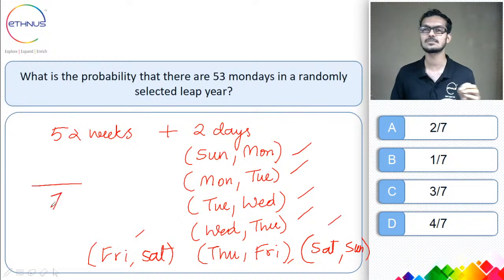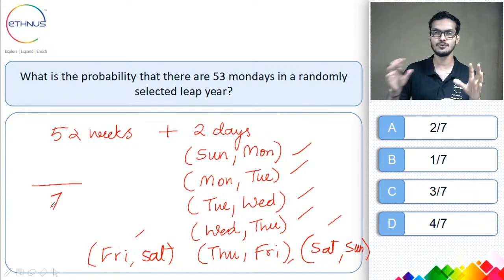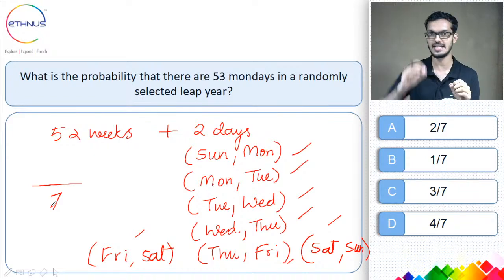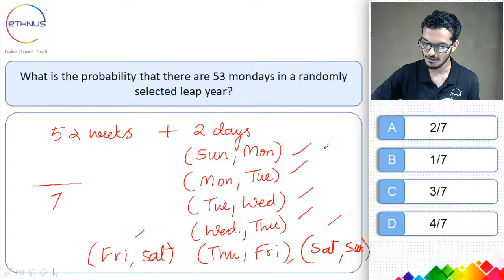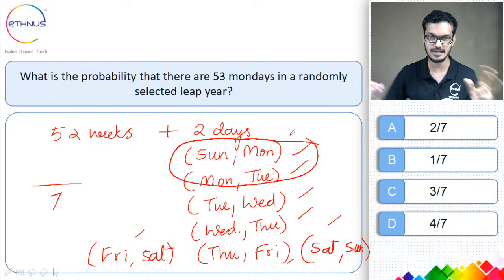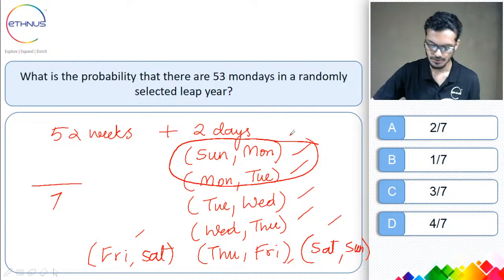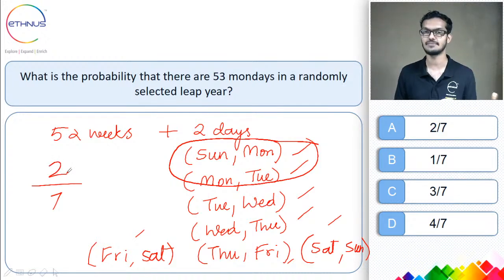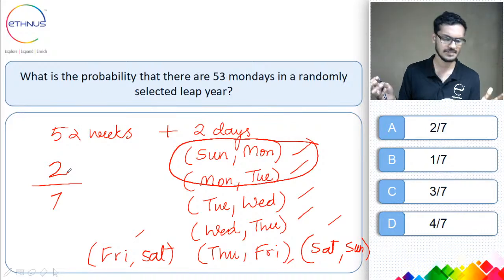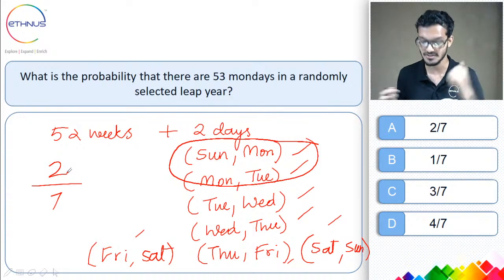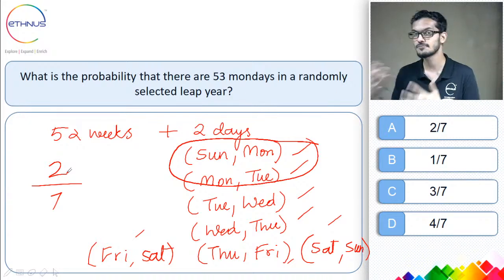Out of all these possibilities, where do you find Monday? Because Monday should be there, right? In order to get 53 Mondays. So if you see, in the first 2 cases only, you have Monday included in either of the days. So that's why 2 out of 7. So this is the correct answer. 2 by 7 is the correct answer for this particular problem. Whoever has given the answer as 2 by 7, very good. That's the correct answer.